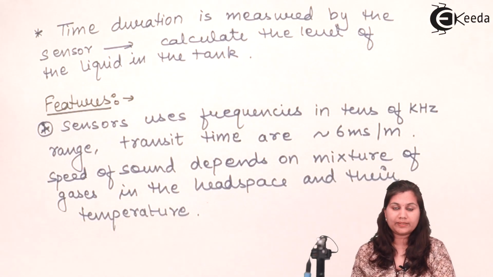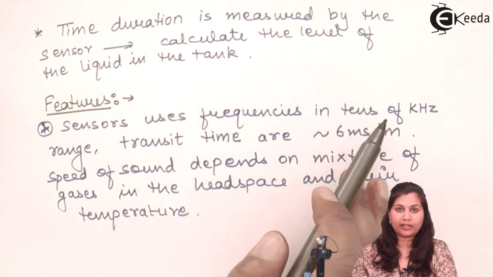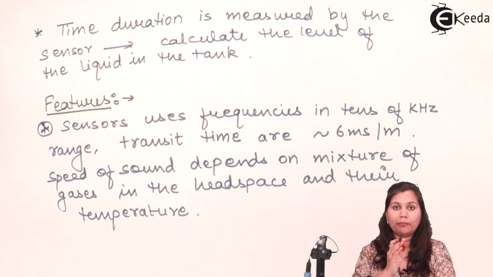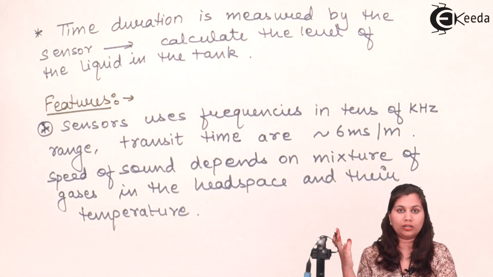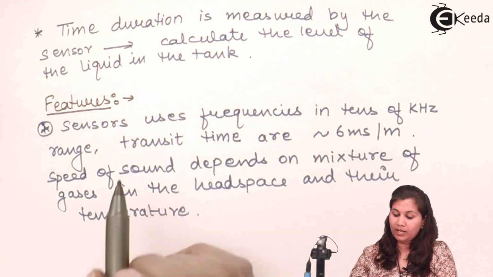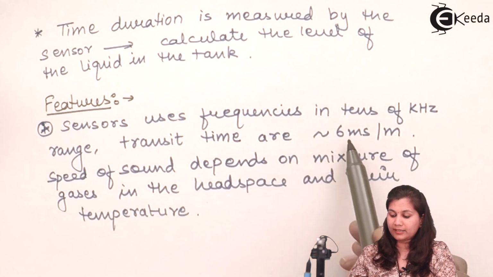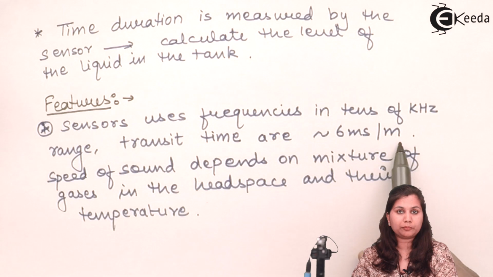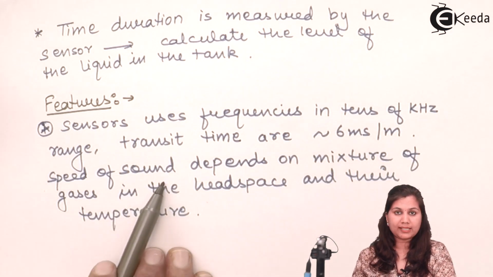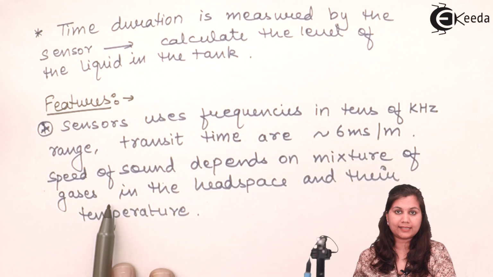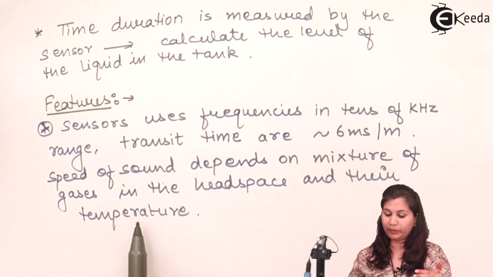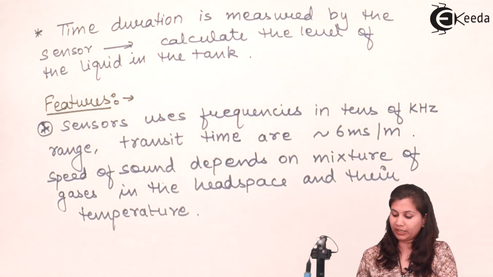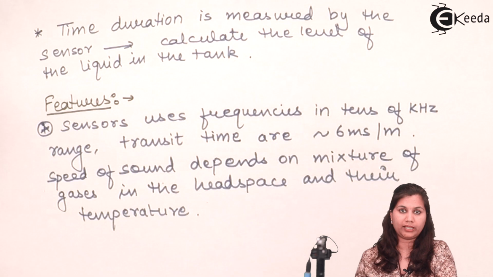These ultrasonic level sensors use frequencies in the range of tens of kilohertz, that is from 40 kilohertz to 200 kilohertz, or we can say that frequencies above 20 kilohertz can be used. The transit time is approximately 6 milliseconds per meter, and the speed of sound depends on the mixture of gases present in the headspace, between the sensor and the level of the liquid, that is, the composition of the gas and also the temperature of the gas.